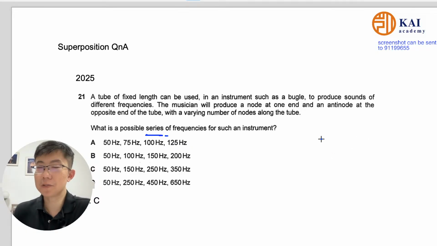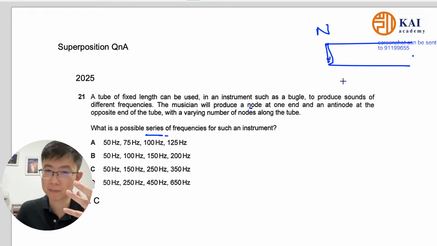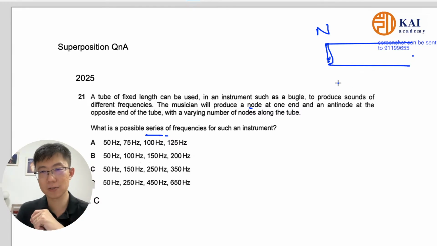So stationary wave in a closed pipe, that's what the examiner is actually testing here. How do we know that? There is a node at one end, antinode at the other end. We have to distinguish between a closed pipe and an open pipe. A closed pipe, as the name suggests, has one end that is closed, so that's the node. Air cannot freely move at that end. The open end will be the antinode. And these are what we call boundary conditions. The boundary conditions must be satisfied for there to be a stationary wave.